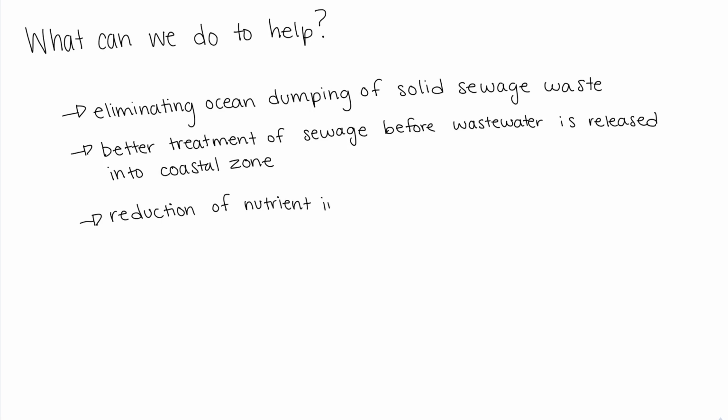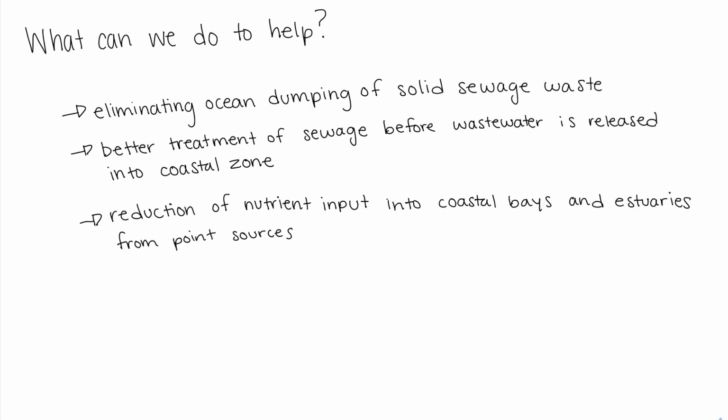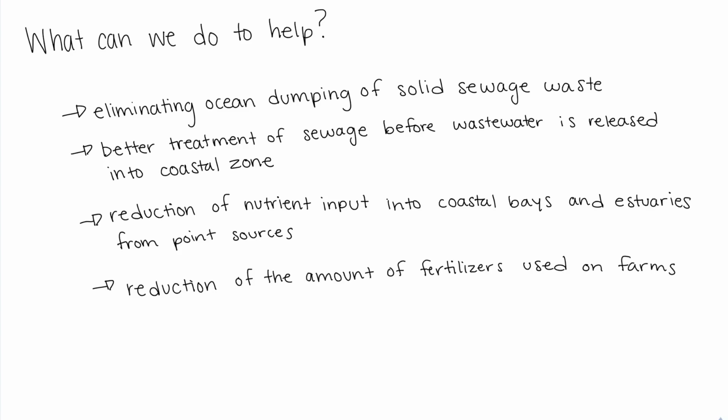In regards to agriculture, reducing the amount of fertilizers used on farms will ensure that less nutrients will contaminate rivers and oceans. We can even go as far as converting croplands that are sensitive to erosion to be used for other means that will not result in water pollution.